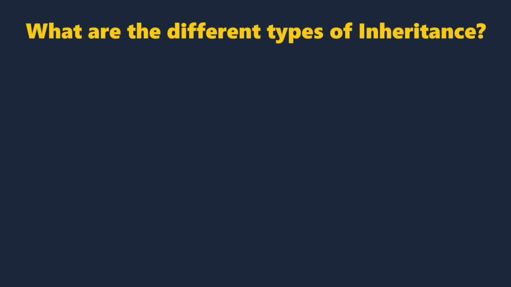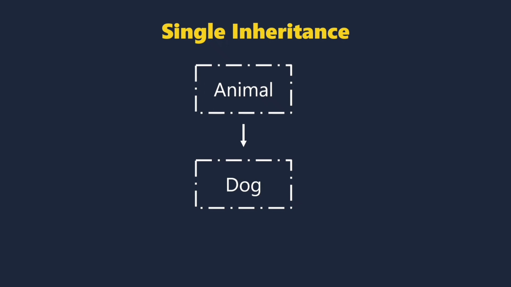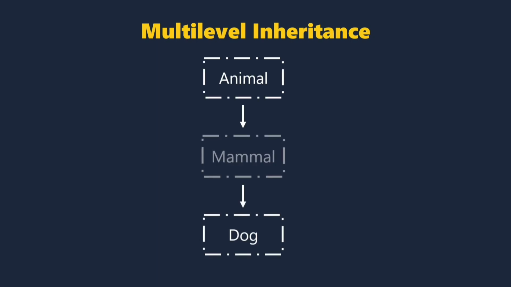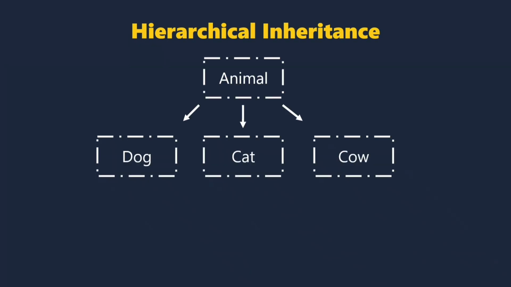Next question is, what are different types of inheritance? There are mainly 5 types of inheritance. Let's go through them one by one. Single inheritance. One child inherits from one parent. For example, dog inherits from animal. Multi-level inheritance. It is like a chain. Example, dog inherits from mammal and mammal inherits from animal. Hierarchical inheritance. Multiple children inherit from one parent. For example, dog, cat, and cow all inherit from animal.